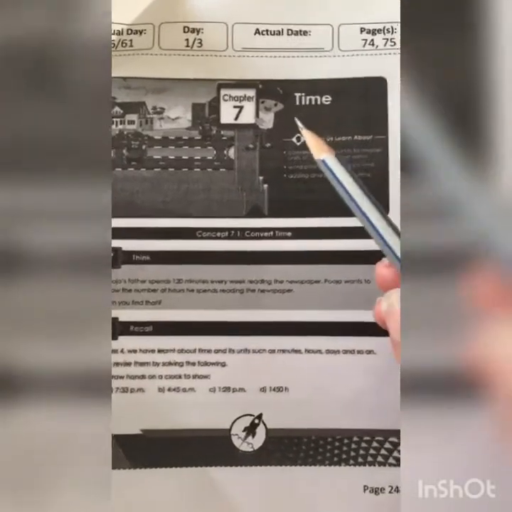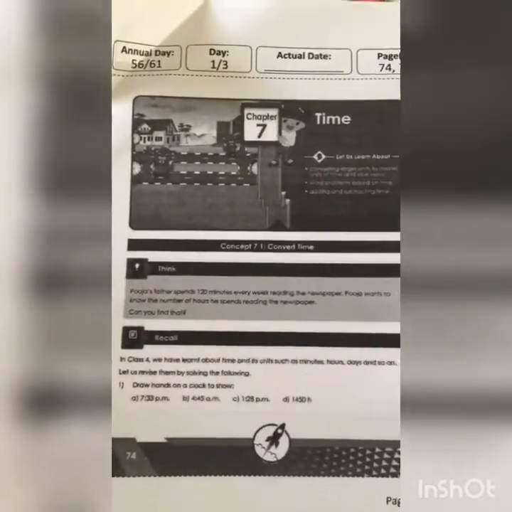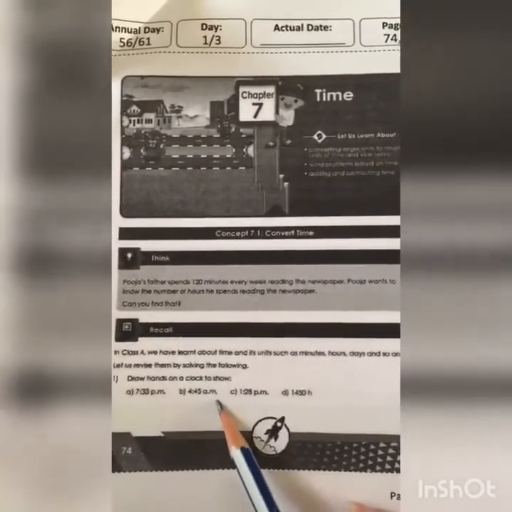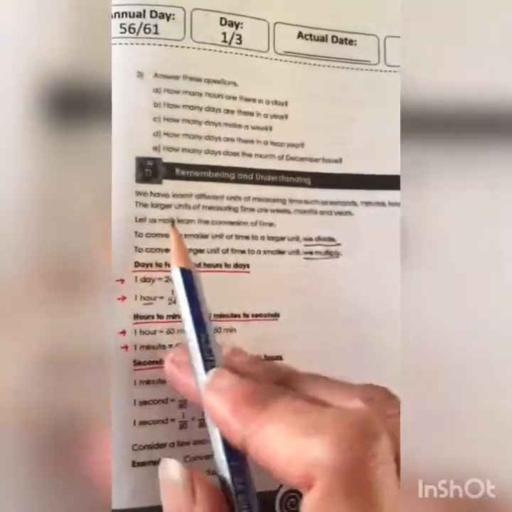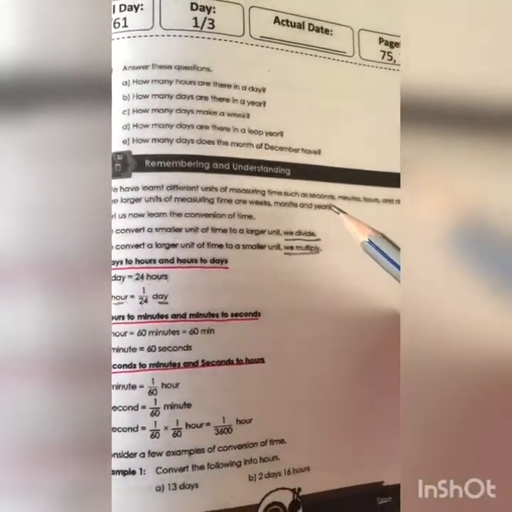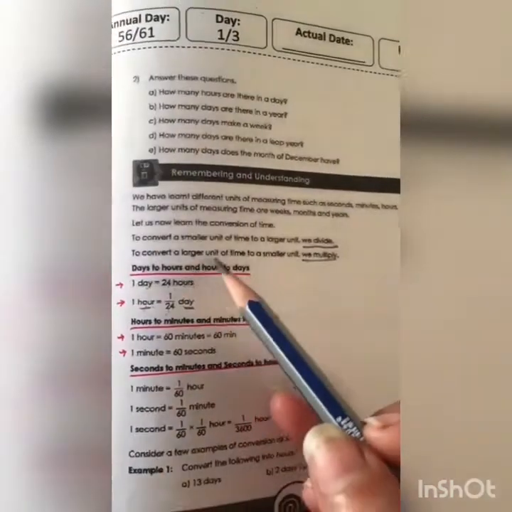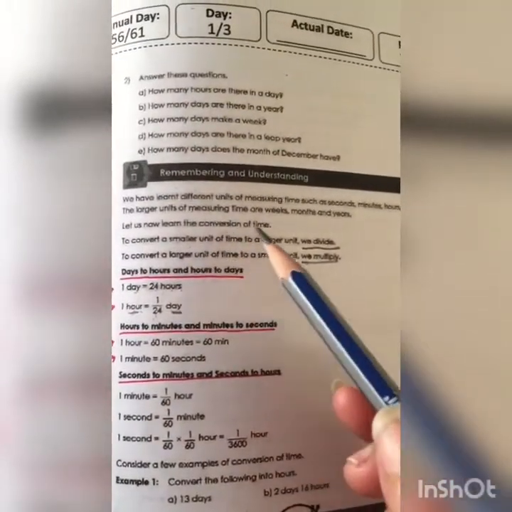Good afternoon, students. We'll be starting with a new chapter, chapter 7, time. You all have learned how to draw hands on a clock. Now we have learned different measuring units such as seconds, minutes, hours, days, weeks, and years. Now we will learn the conversion of time.